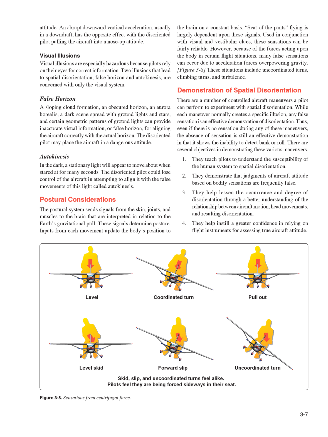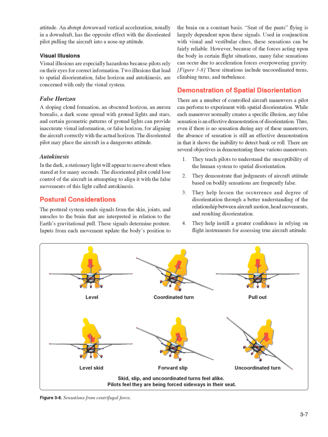Demonstration of spatial disorientation. There are a number of controlled aircraft maneuvers a pilot can perform to experiment with spatial disorientation. While each maneuver normally creates a specific illusion, any false sensation is an effective demonstration of disorientation. Thus, even if there is no sensation during any of these maneuvers, the absence of sensation is still an effective demonstration in that it shows the inability to detect bank or roll.